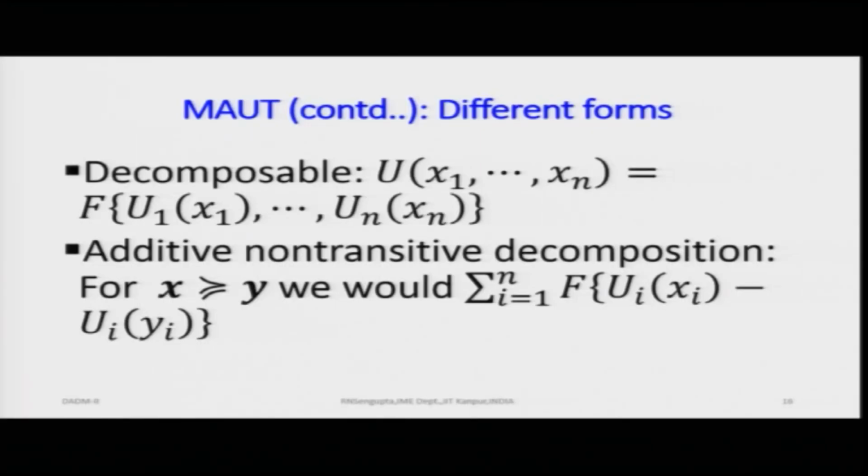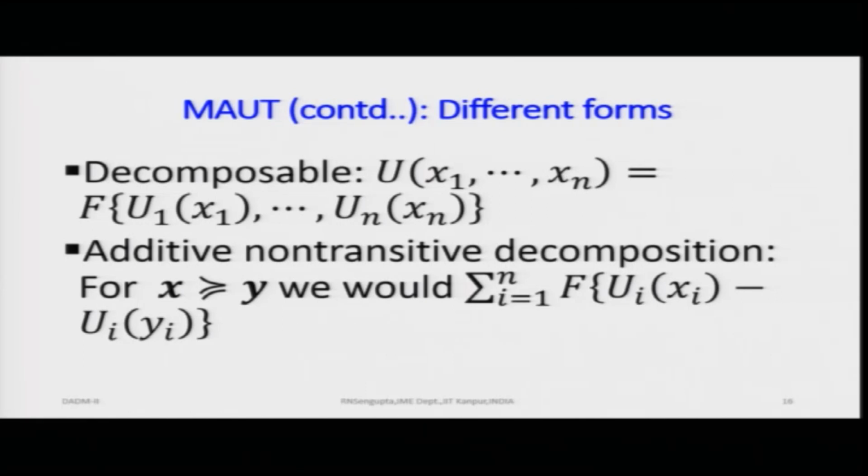In the decomposable form, the utility function u(x1 to xn) is given by a functional form where it is now a function of the utilities taken individually. So, it is u1, u2, u3 till the last one, which is taken as un. So, I have a functional form which basically gives me an output, which is the decomposable form of the MAUT.